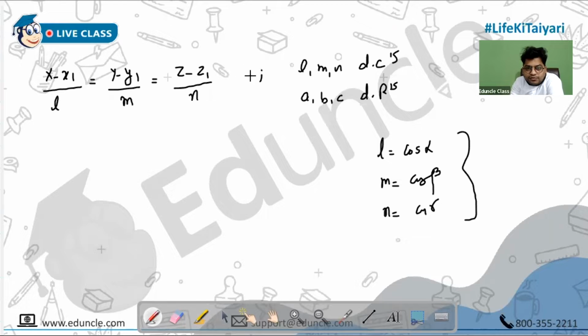So if you see, this is the equation of a line, then what you are asking is the equation of a line passing through the origin.